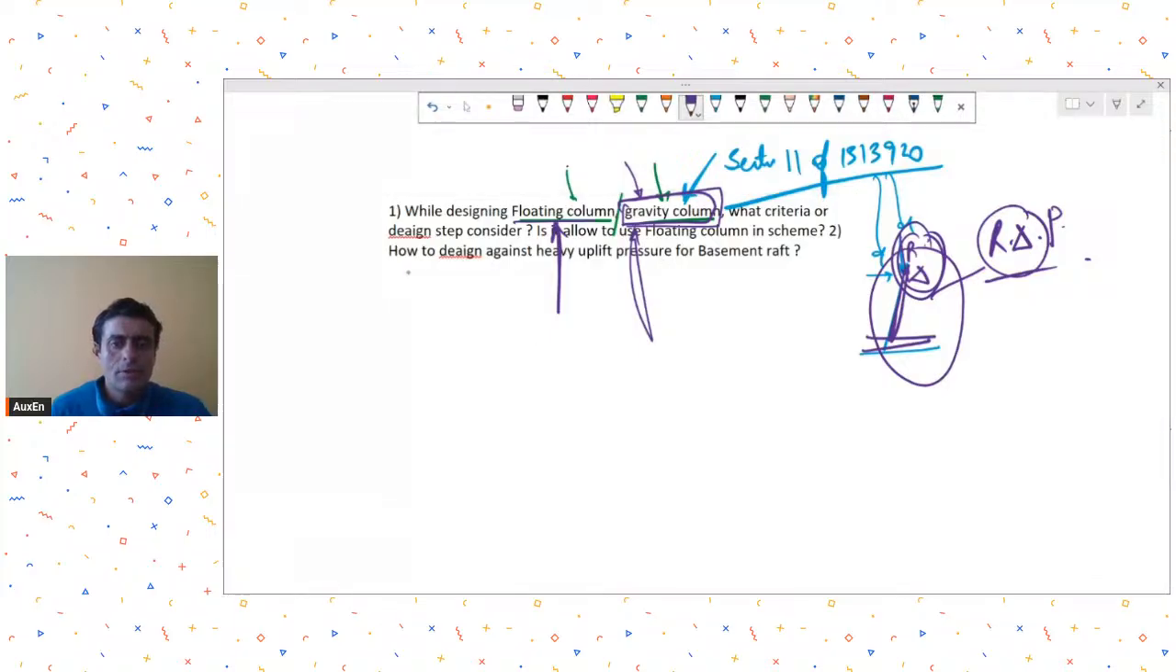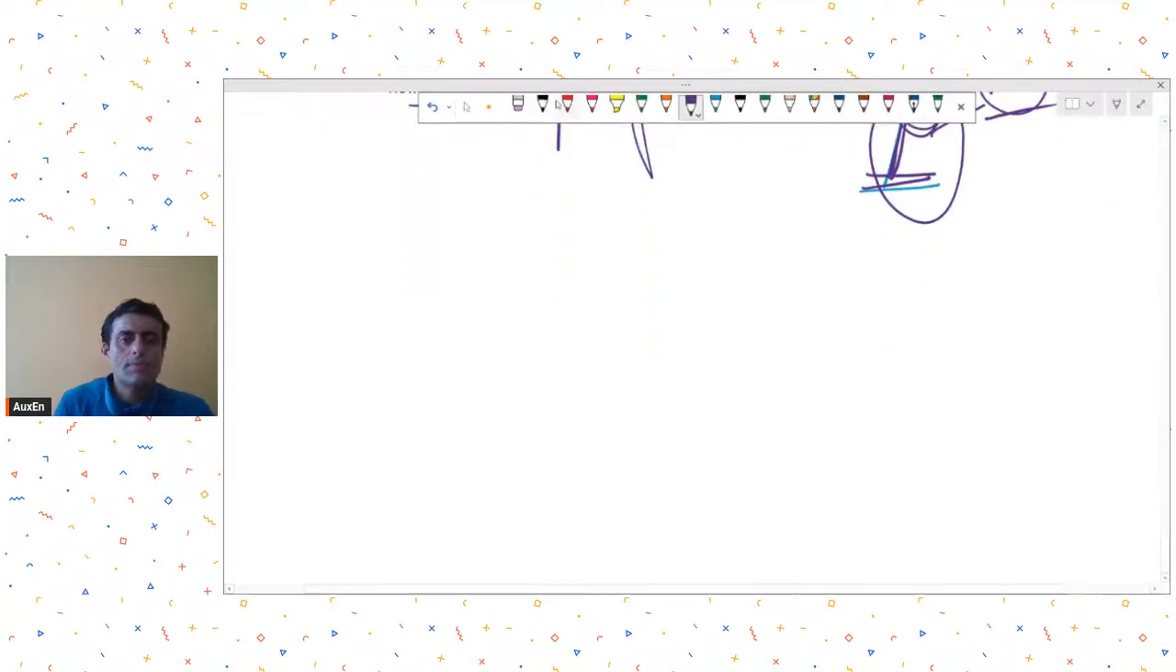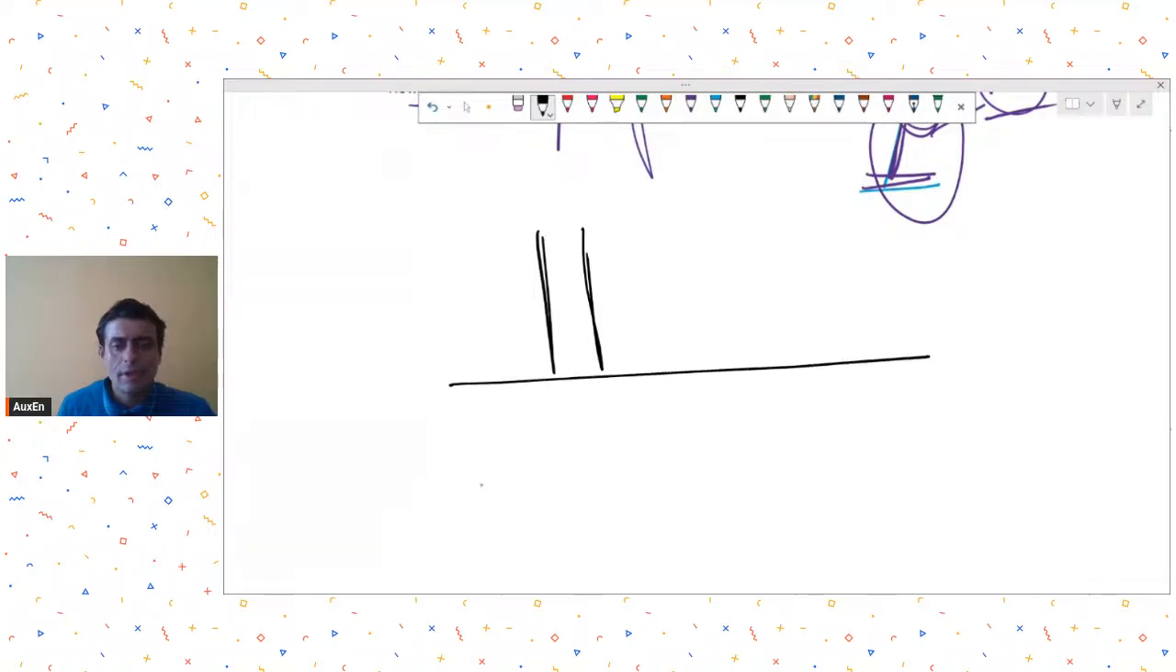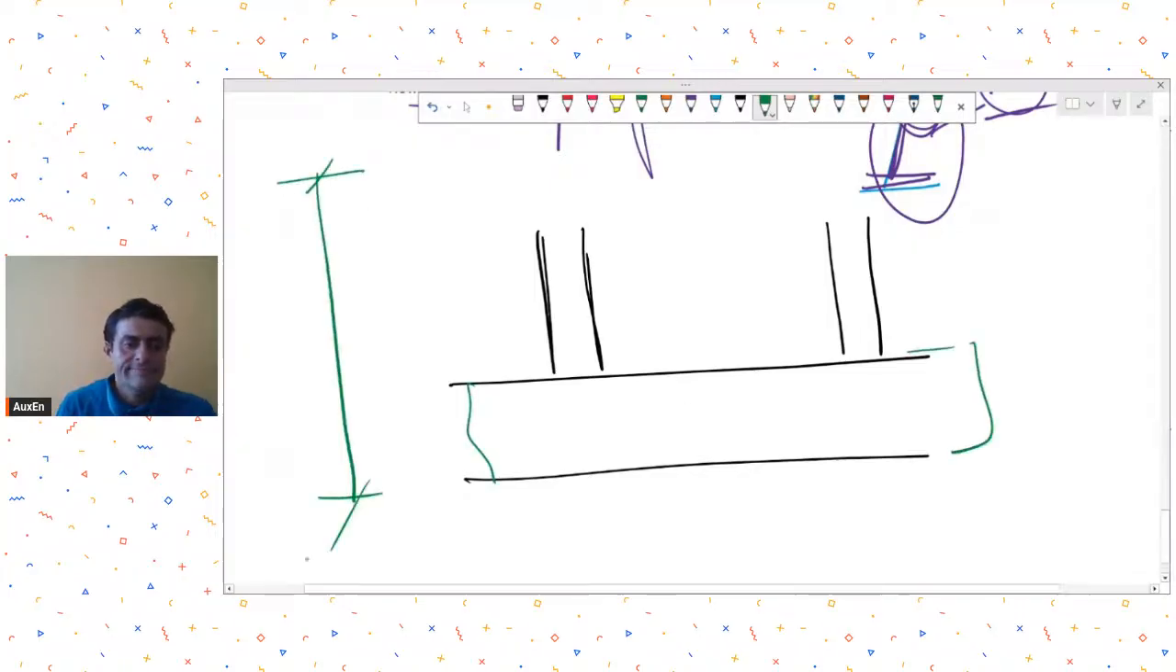The second part of his question is how to design against heavy uplift pressure for basement raft. So basement raft, what do you mean by heavy? What is the definition of heavy? So let's say it's a three basement. You have got three basements.